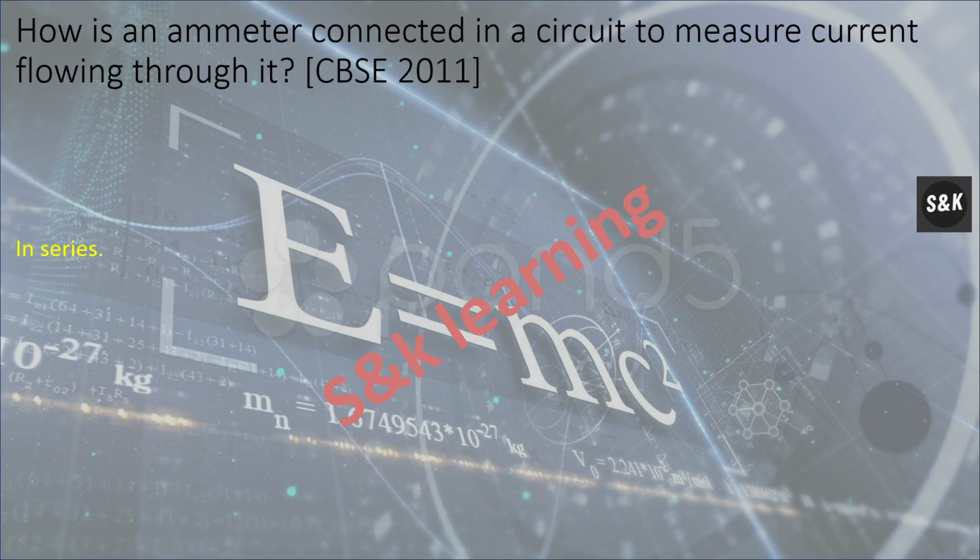10th Science Chapter 11 Board Question Set, 1 Mark. How is an ammeter connected to a circuit to measure current flowing through it? So the ammeter is connected in a circuit in series.